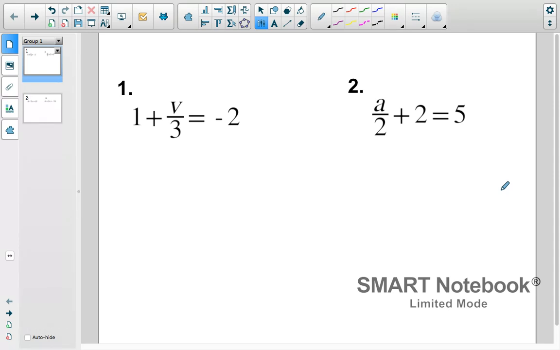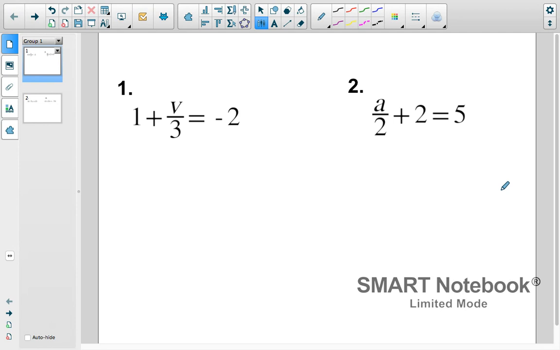How y'all doing? So what we got today is just a little bit of a review of some things that you've seen before, because it's been a while. So we've got a couple equations. These are all two-step equations that we're doing today.